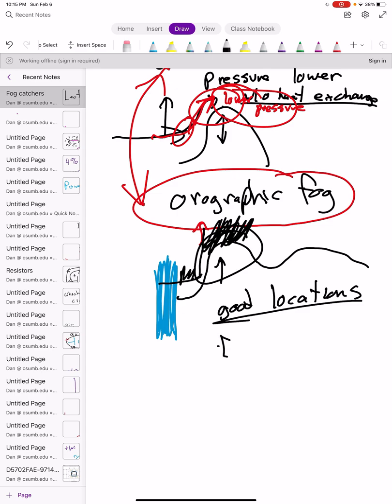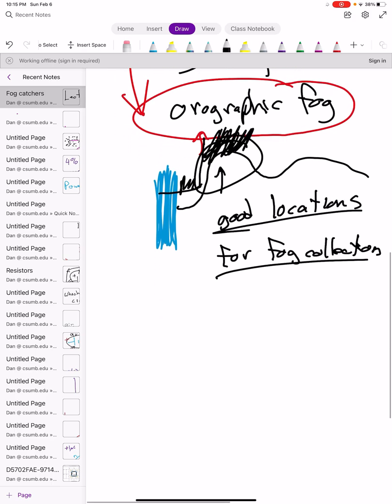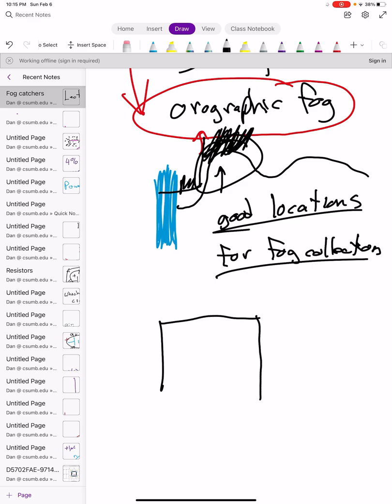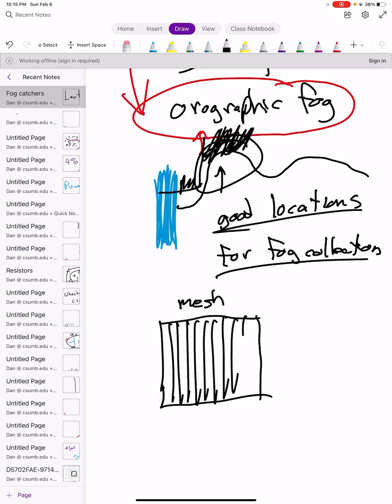So, how do we collect fog? Well, since the 1960s, particularly in Chile, technologies have been developed that utilize some sort of a mesh. And what the mesh is, it's basically ribbons, threads. It's typically made of polypropylene.